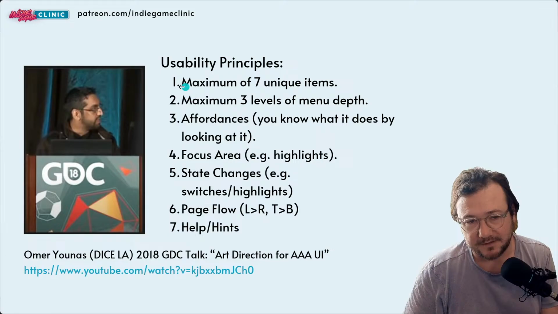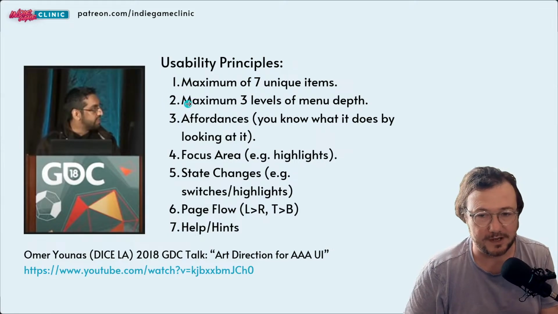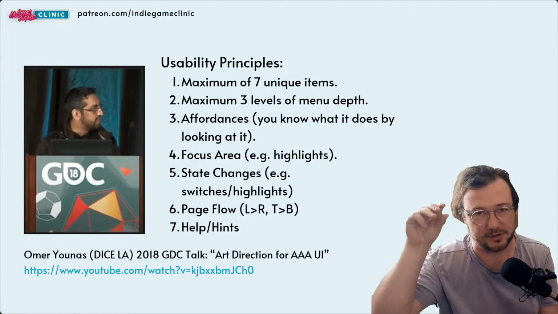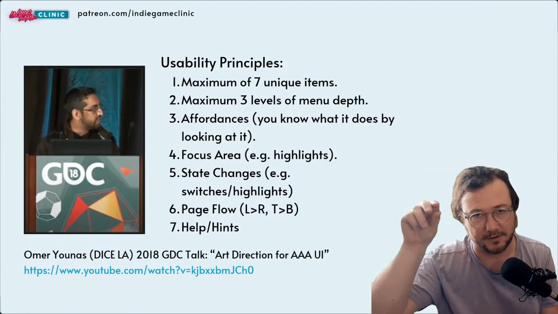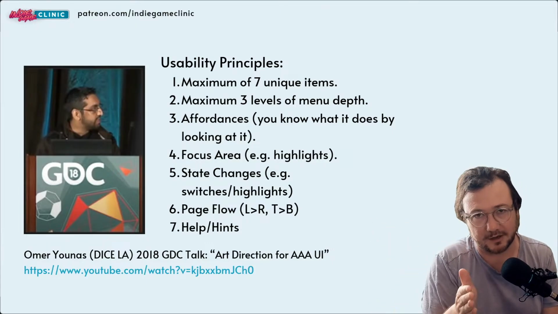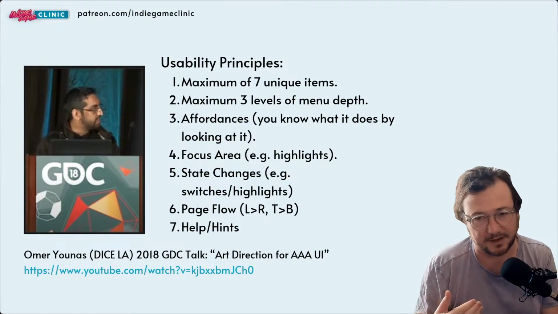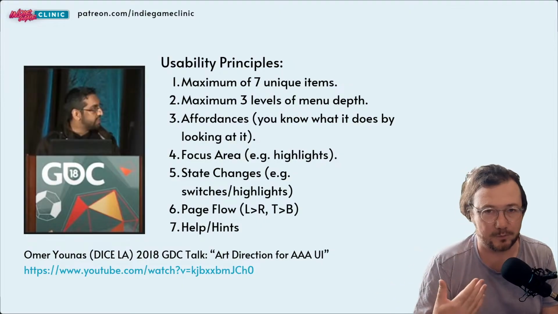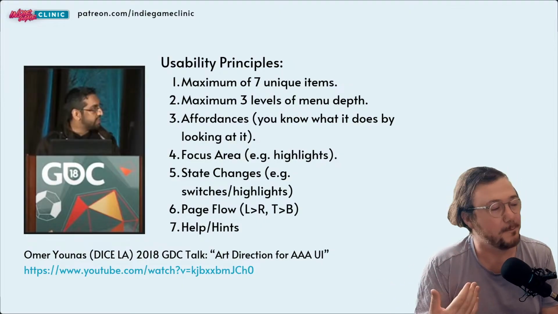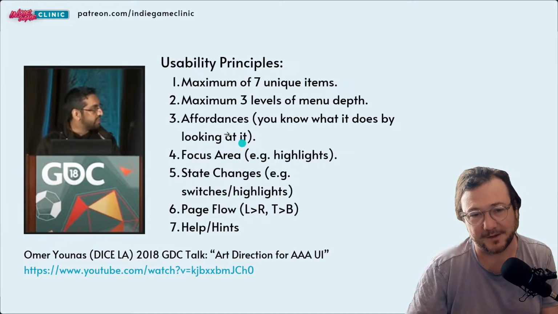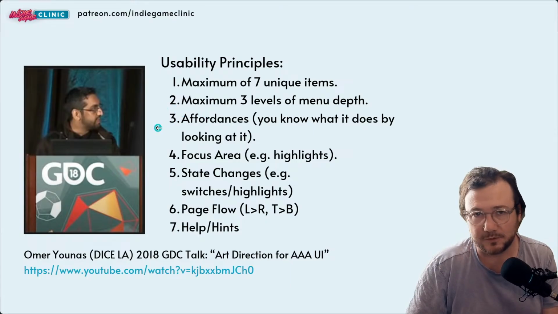The other usability principles, number 2, maximum 3 levels of menu depth. So you're trying to not make a menu that has so many. If you imagine going into folders in your computer, right? The more folders you have to go into, subfolders, the more likely you are to get lost and not remember how to get back to different places, right? So this is just a rule within his studio, but it's one that makes quite a lot of sense. Unless you're making a game that is about getting lost in menus, you probably don't want people to get lost in menus, right? The third one, affordances, is a general principle in design.